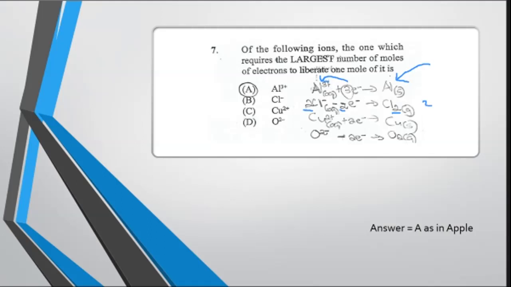The copper, to go from Cu2+ to copper in the atomic state, needs to gain 2 electrons. And to go from O2- to oxygen, it needs to give up 2 electrons. Either way you're looking at it, aluminum still has the largest number of electrons that needs to be liberated. All right, so our answer to this question is A as in apple, because aluminum is Al3+, while the others are either 2+ or 2-.